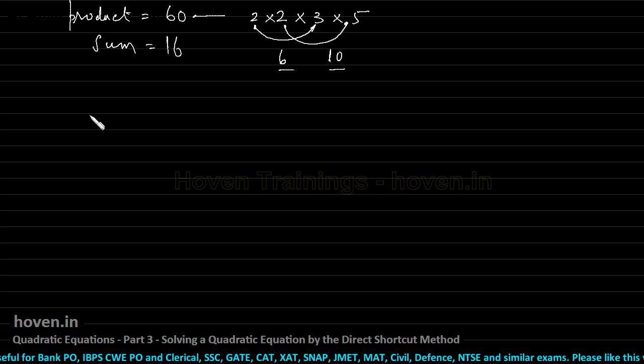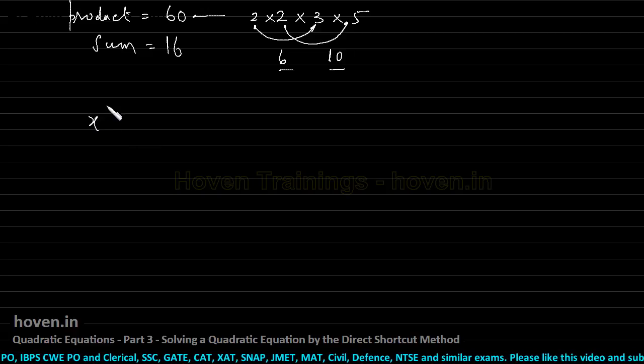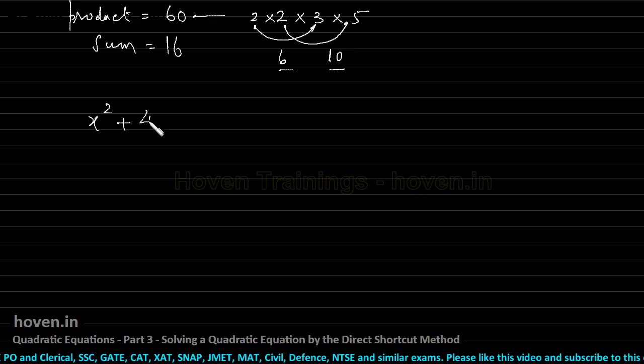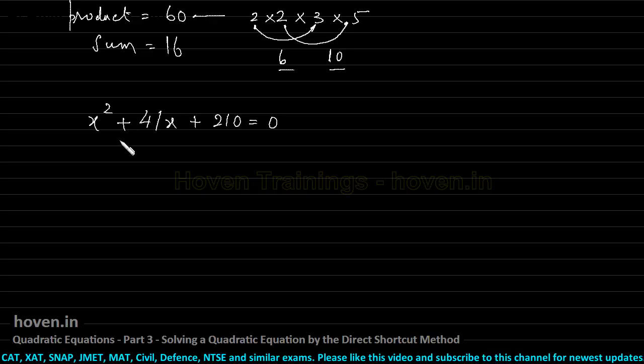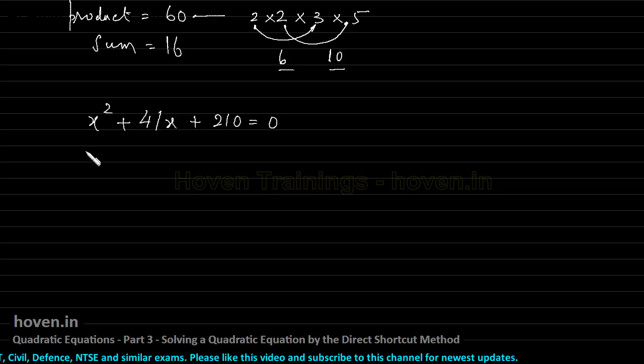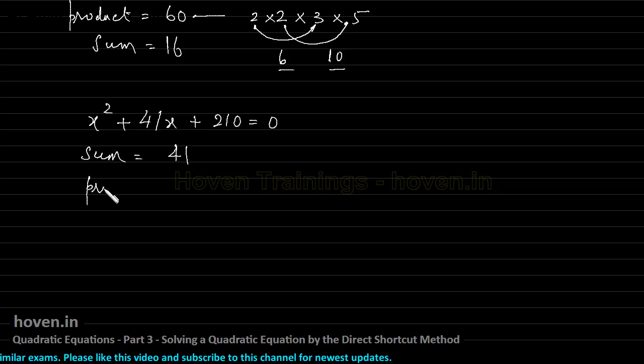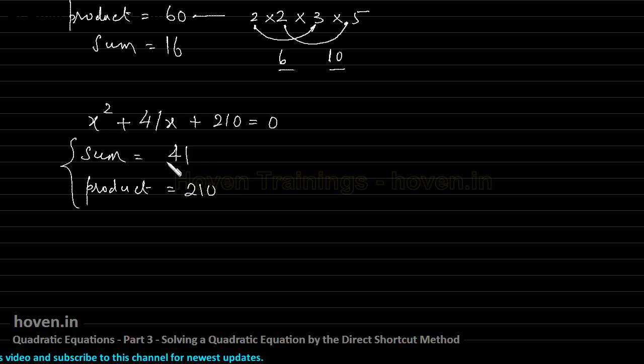Supposing we have to solve this quadratic equation x square plus 41x plus 210 equal to 0. Now this is a very awkward quadratic equation. We have to find two numbers whose sum is equal to 41 and product is equal to 210. This is what we can see: C into A is 210 itself, and this is B. For this, we will split the product one. We were doing the same here also.